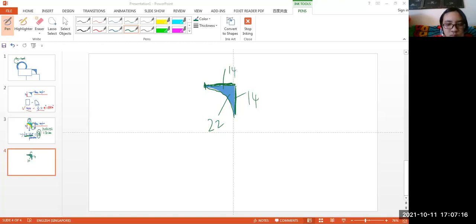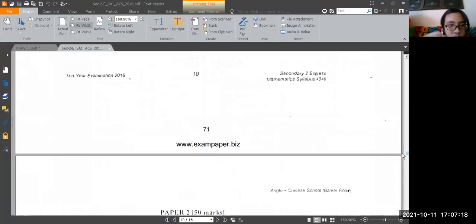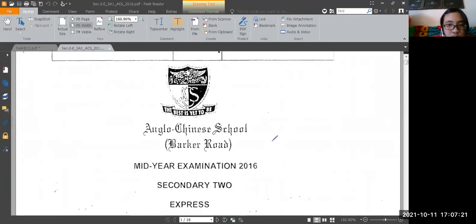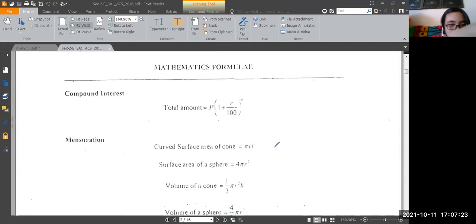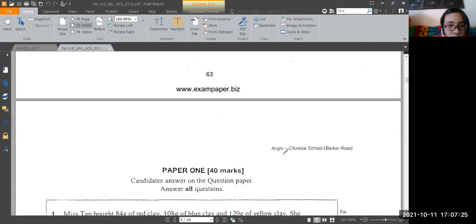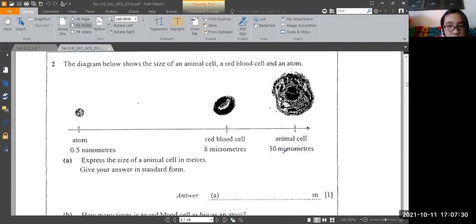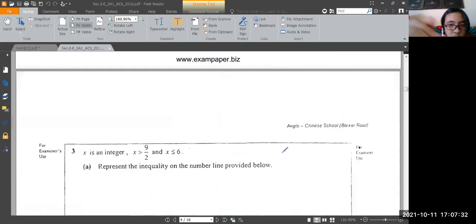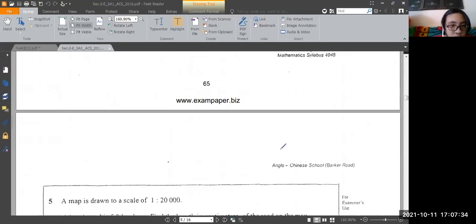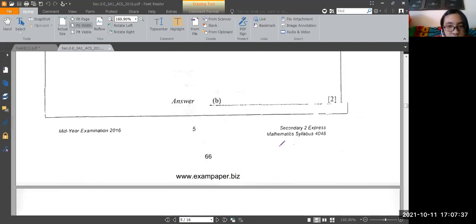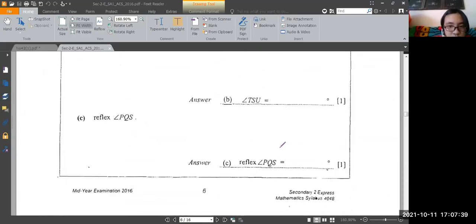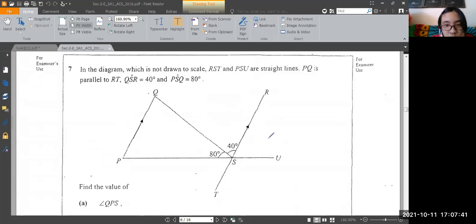All right. So, okay, look at this. This question. Question 7. Can you see? Can you do it on a piece of paper?